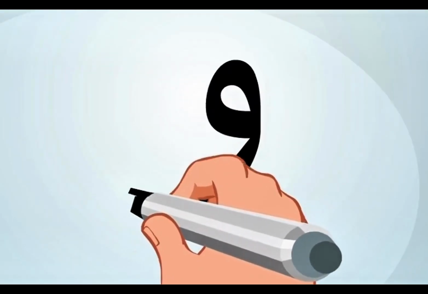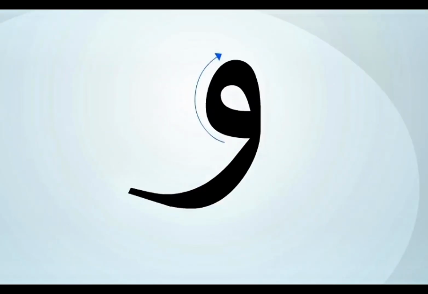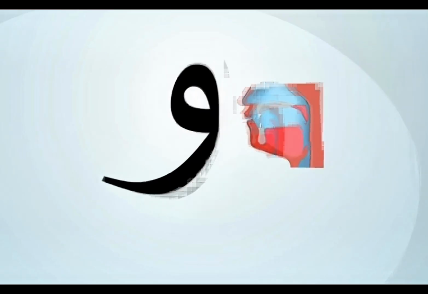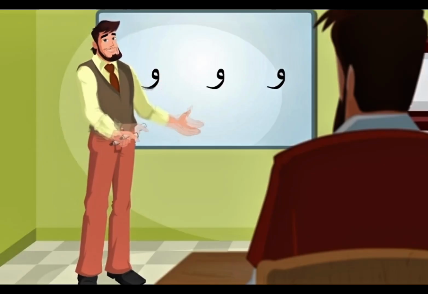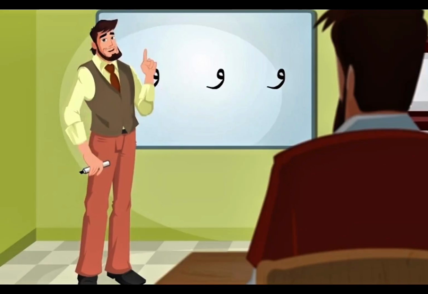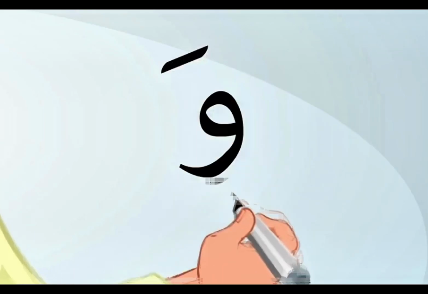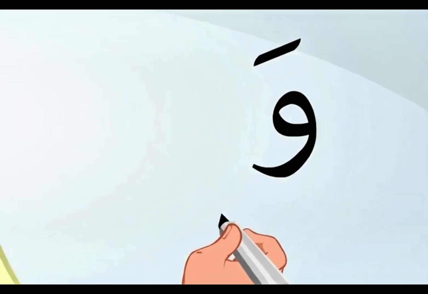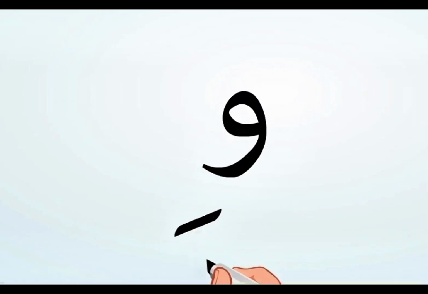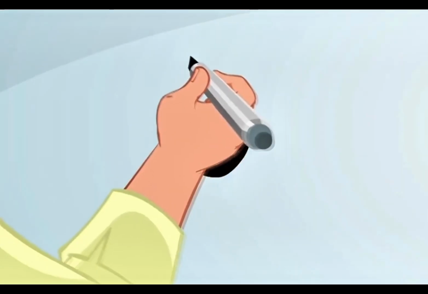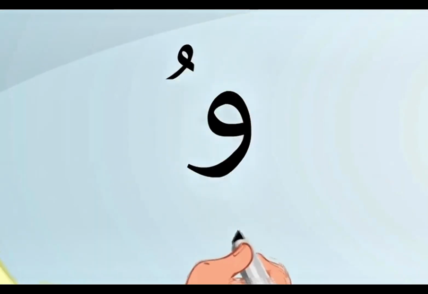This is how we write it. Waw. How to pronounce the letters with short vowels: fath, kasr, and dam. و, we, وو.